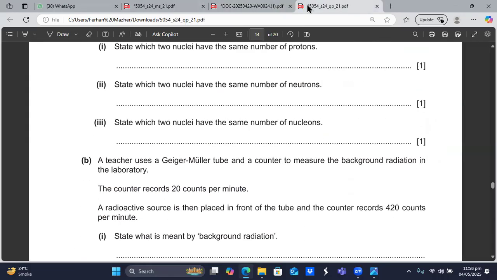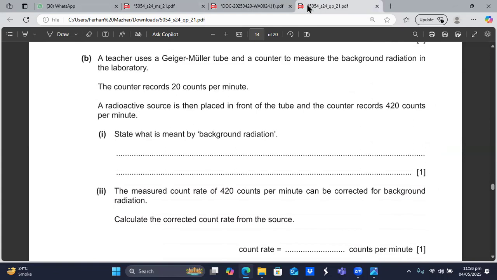Now we are on question number 7B part. It says, a teacher uses a Geiger-Müller tube and a counter to measure the background radiation in the laboratory. The counter records 20 counts per minute. So that's the background radiation, 20. A radioactive source is then placed in front of the tube and the counter records 420 counts per minute.